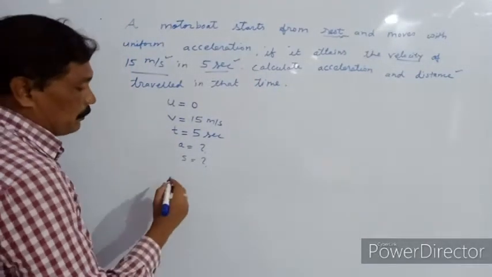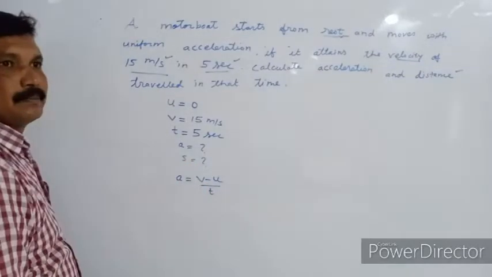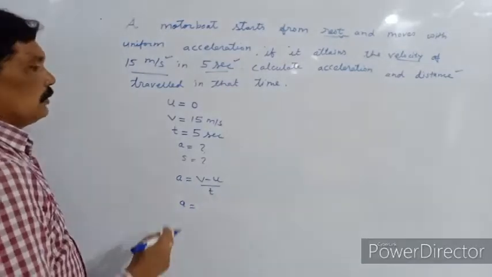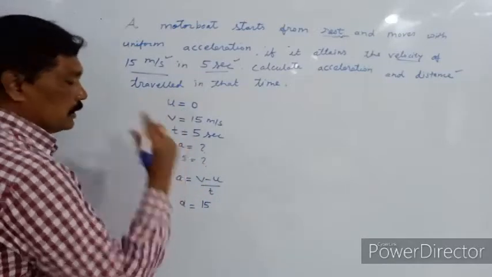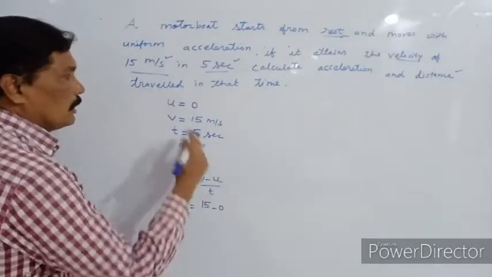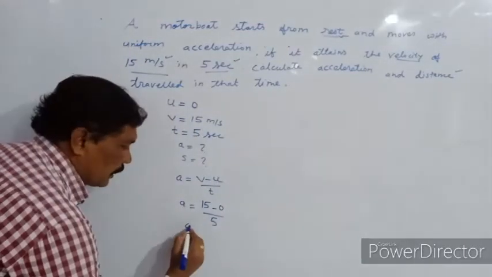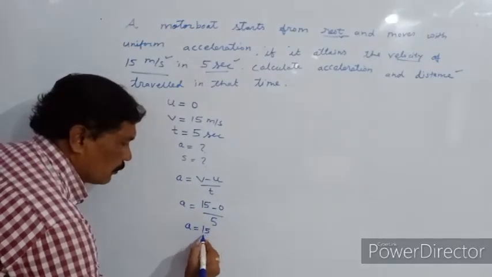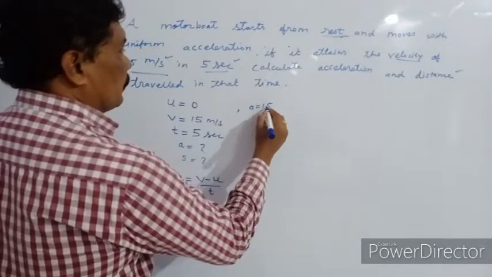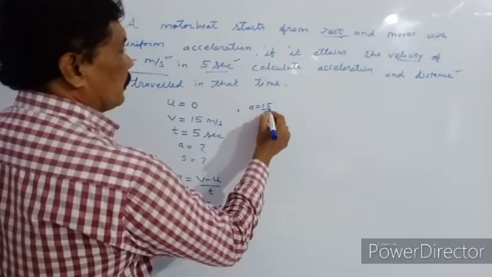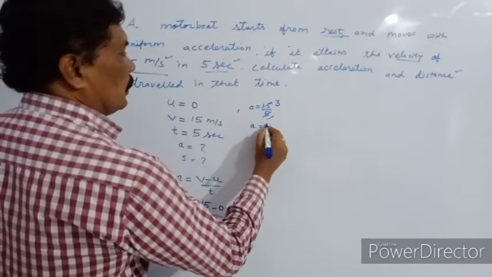Now we have one formula. Acceleration is equal to change in velocity with respect to time. A is equal to v minus u over t, where v is 15, u is 0 and the time interval is 5. So A is equal to 15 by 5. 5 threes are 15. So A is equal to 3.